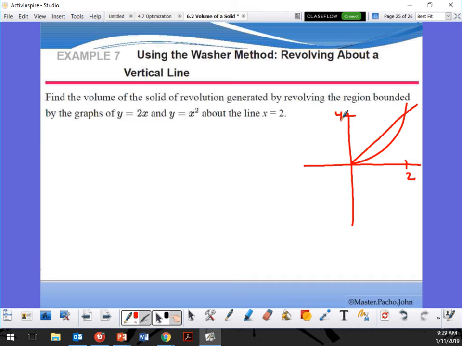Okay, so now it is revolving around a vertical line, x equals 2. So x equals 2. So now that means that it's revolving around this way, right?